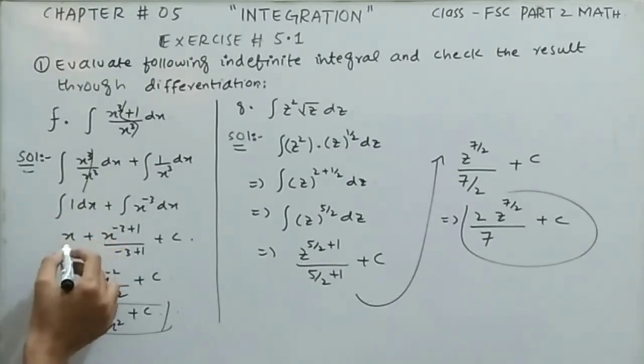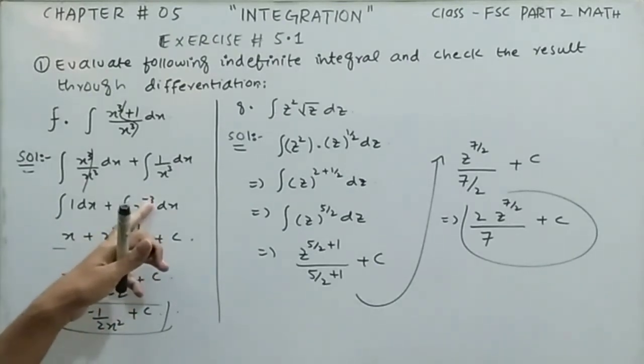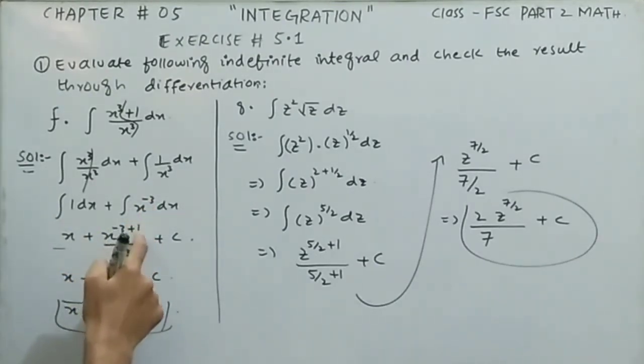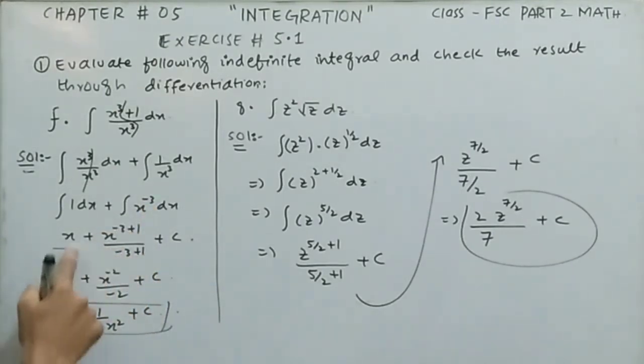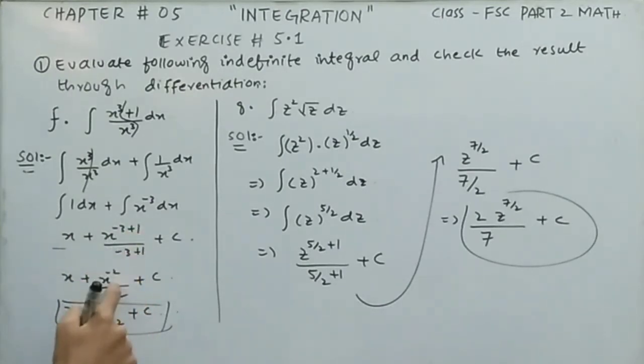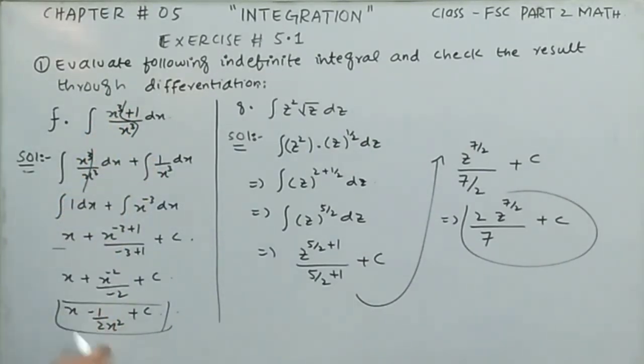Now the integral of 1 is x, because if we differentiate x with respect to x, it gives us 1. And for the integration of x^(-3), according to the generalized power rule we add 1 to the power, and use the same number in the division: minus 3 plus 1 gives us minus 2. So it becomes x, plus x^(-2) over minus 2, which can be written as minus 1 by 2 times x^(-2). Moving x^(-2) to the denominator, the power becomes positive, so it becomes x^2, plus c. So this is the required result. Now if we differentiate this, it gives us the required (x^3 plus 1) divided by x^3. It means this is the required result.